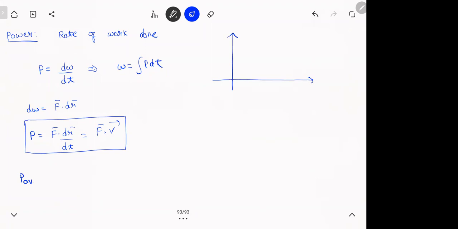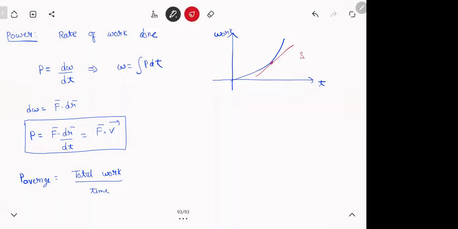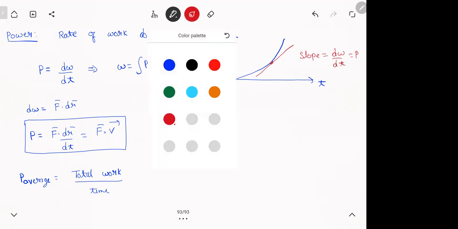What is average power? Average power is total work by total time. If you're taking a work and time graph, what is the slope here? Slope is dW by dt, which is nothing but power. So in a work time graph, the slope is power.